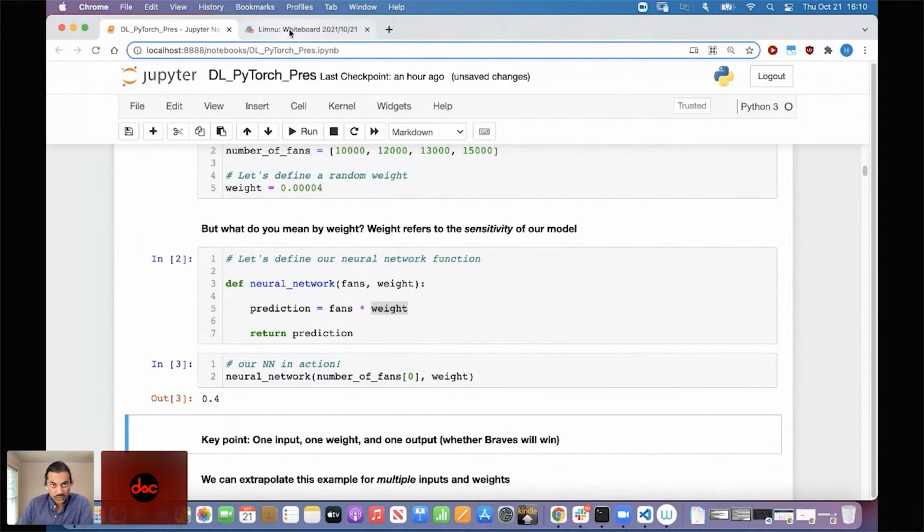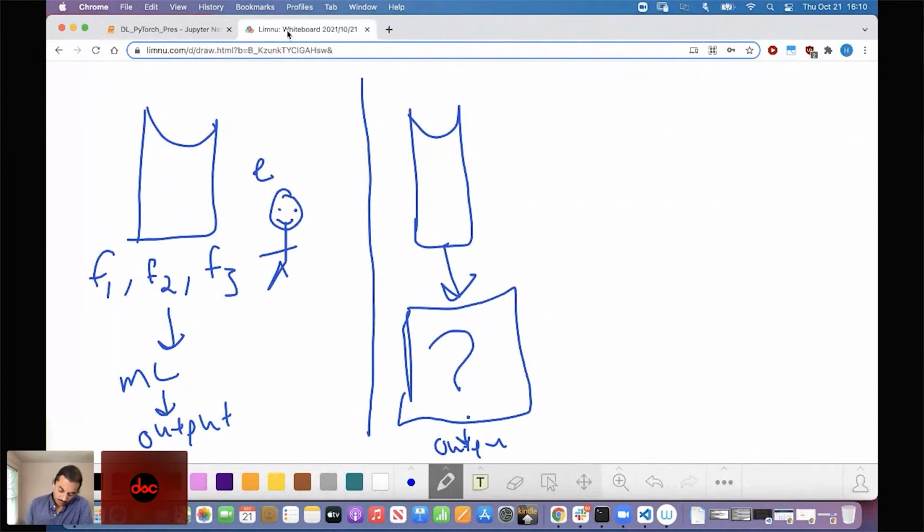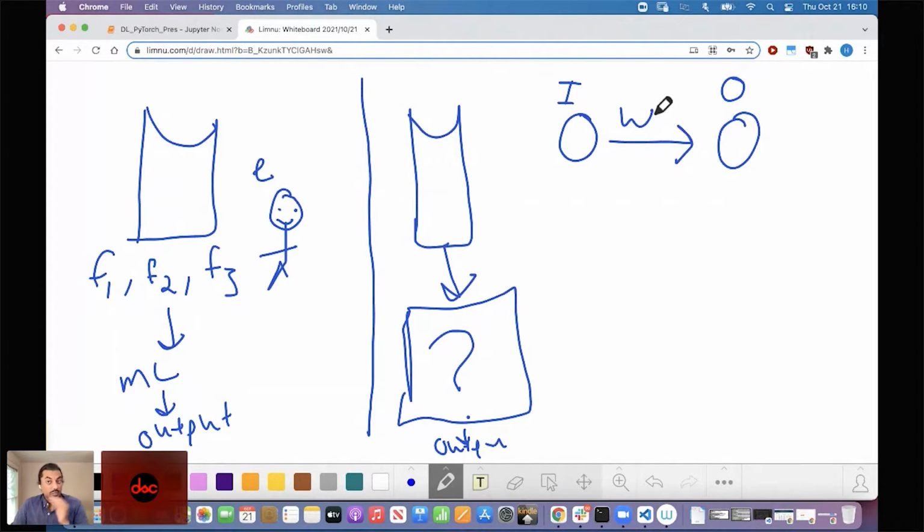So let's go back to the drawing board a little bit. This is the picture that I want you to have. You have an input and you have an output. So let's have this as input, output, and you have something called a weight. Let's block this off a little bit. This is the picture that I want you to have in your mind as we talk about this.